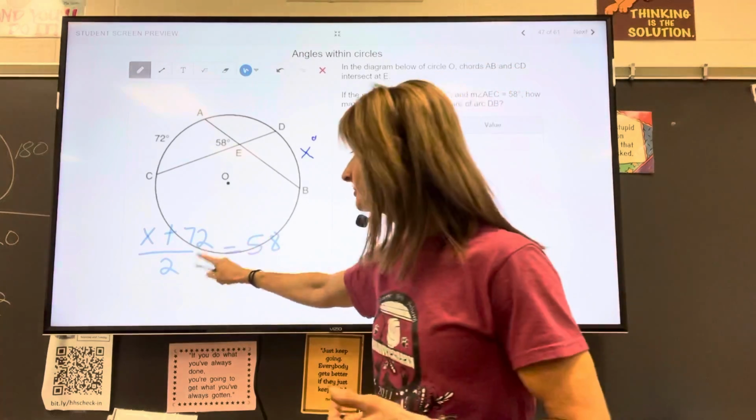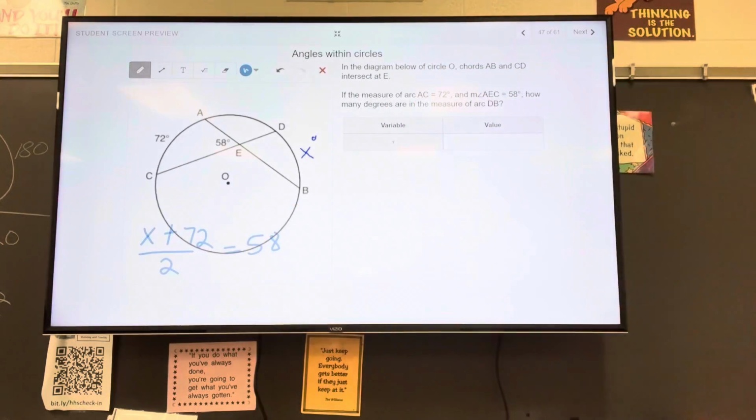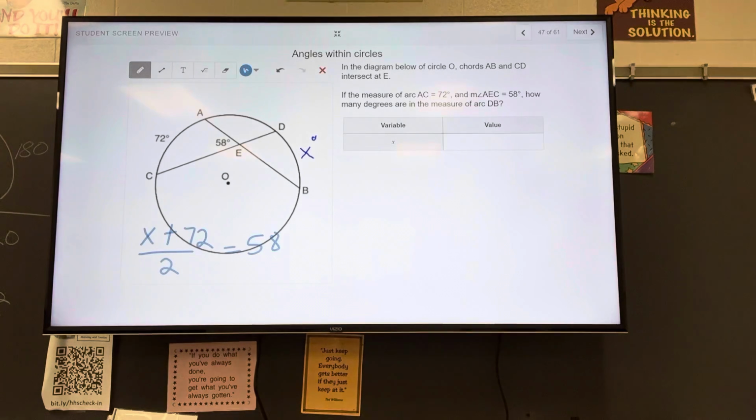Now I'm going to multiply both sides by 2 and subtract 72. If anyone has that done, that'd be awesome. So what is that? Is that 116? Subtract 72, what do you get?